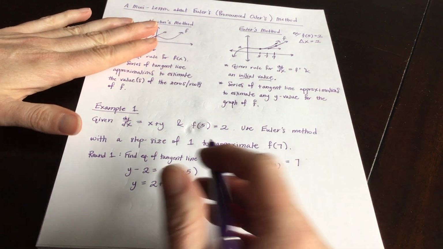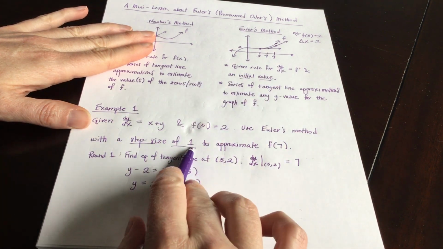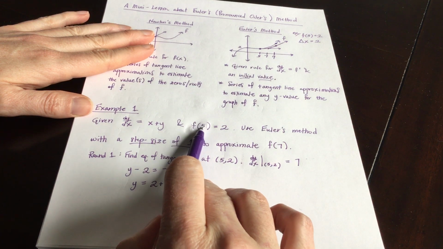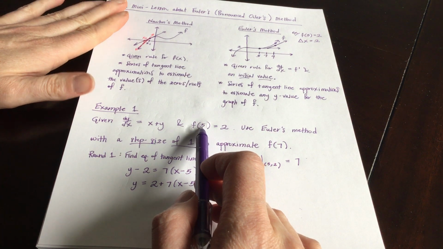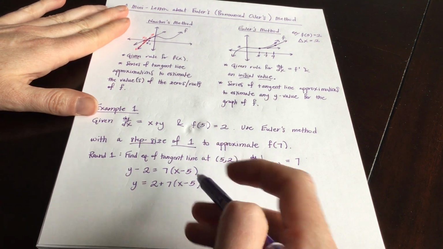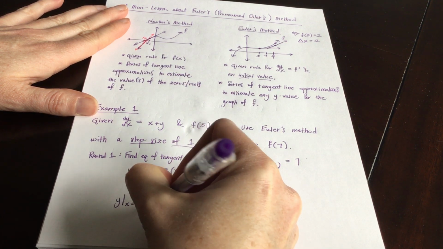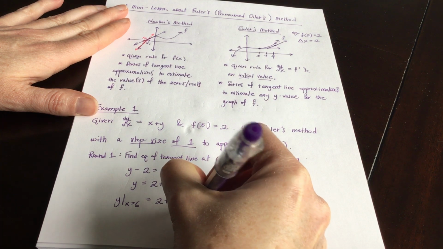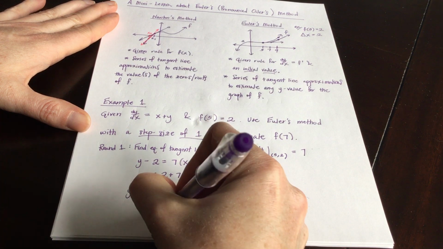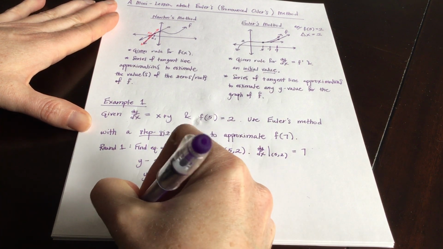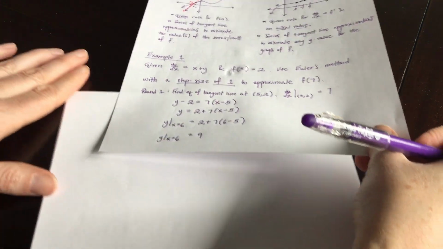And then next what you're going to do is use the step size of whatever they give you. In this case, it was 1. And then you're going to increase the original x value by 1, and then you're going to plug that number in. So we would plug a 6 into this tangent line. So you'd figure out, well, what is y when x is 6? So 6 minus 5 is 1, so you just end up with 2 plus 7, or 9. So y when x equals 6 would be 9. So that would be round 1 of Euler's method.